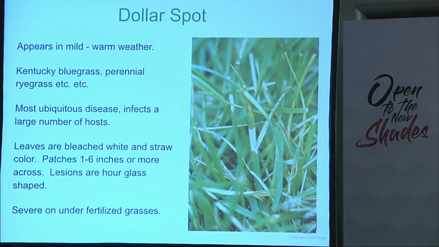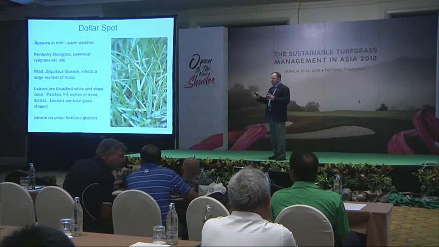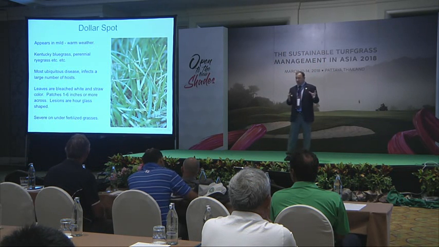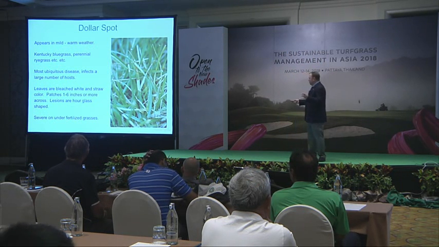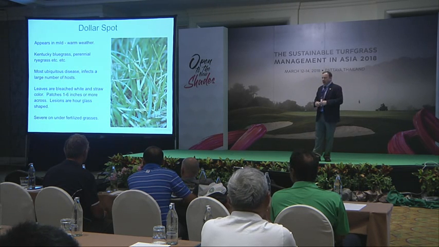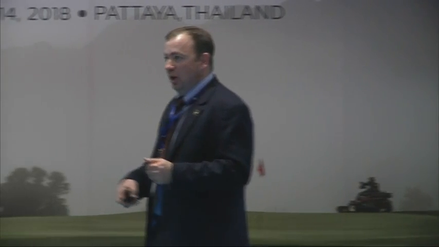The leaves are bleached and white. There's a little bit of difference between the symptoms on different species. So this is the symptom on Kentucky bluegrass up north, and I'll show you some of the symptoms, particularly when we get into zoysia grass. Again, the major key here for dollar spot, if you're having outbreaks, is that they're severe on under-fertilized turfgrasses. So part of your control strategy when you see dollar spot outbreaks is you know that you're a little bit light on nitrogen, and nitrogen will help recovery from this disease.